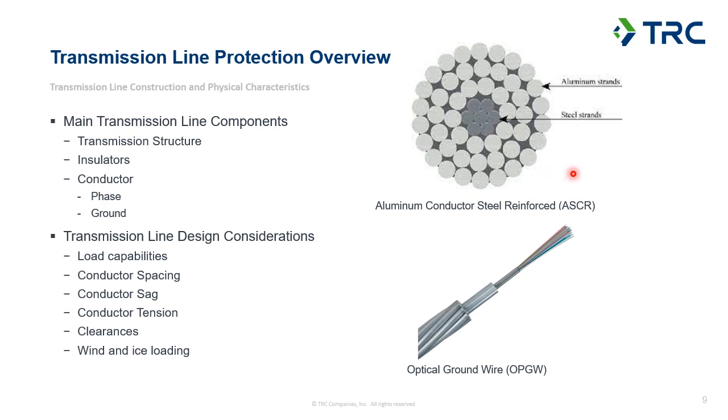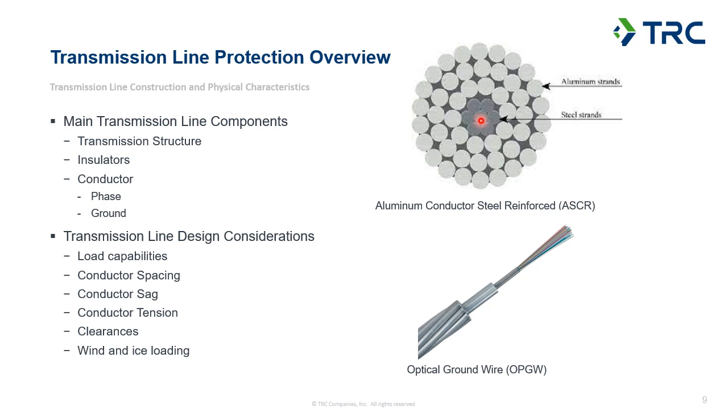So the top one is an aluminum conductor, steel reinforced, ACSR. And you can see it's got aluminum strands wrapping around the outside of the conductor, and on the inside you've got some steel strands that provide strength for the conductor. So generally, the majority of your power transfer is happening in the aluminum, and the steel is there to reinforce and provide strength to the conductor itself.